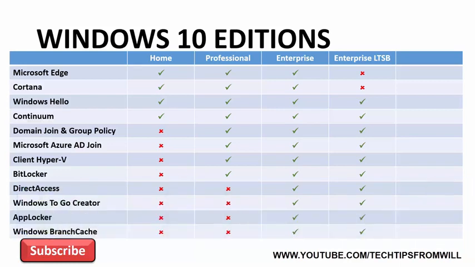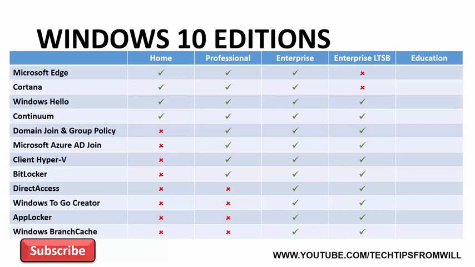This is why Windows 10 Enterprise LTSB does not have access to Cortana or Microsoft Edge, since these features are forever being improved through feature updates. Essentially, the nature of Windows 10 Enterprise LTSB means that your environment doesn't change much, but unfortunately means that you miss out on all of the latest Windows improvements. The next edition is Windows 10 Education.